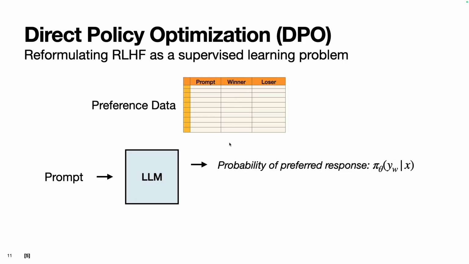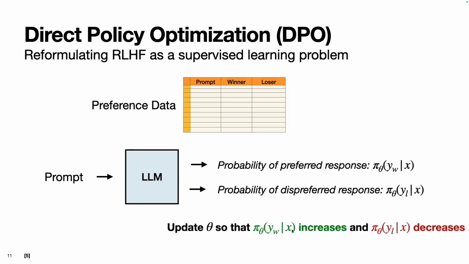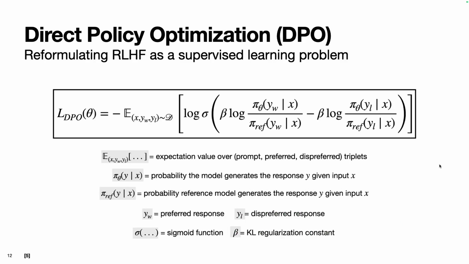the preferred response, and the probability that the language model generates the dispreferred response or the losing response. With these probabilities, we can simply update the model's parameters to increase the probability of generating a preferred response and decreasing the probability of generating a dispreferred response. So fundamentally, that's all we're doing. Put more technically, this is the loss function used in DPO.